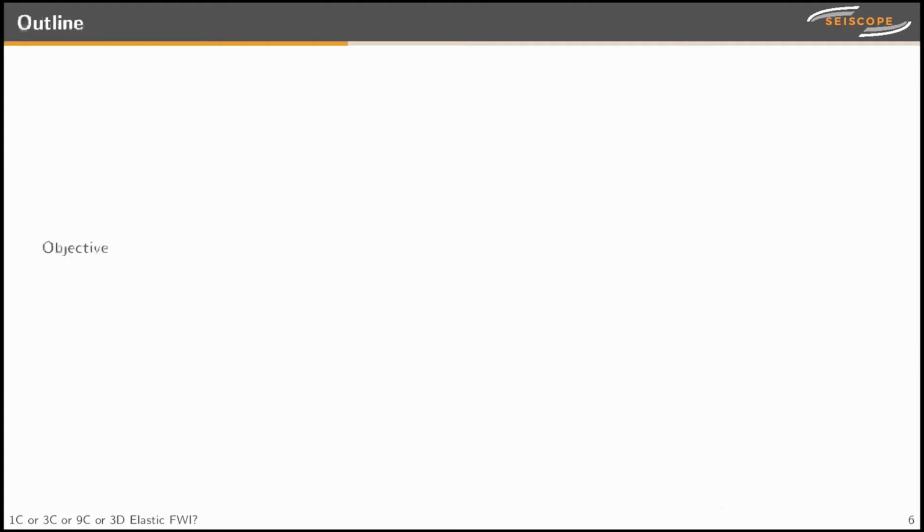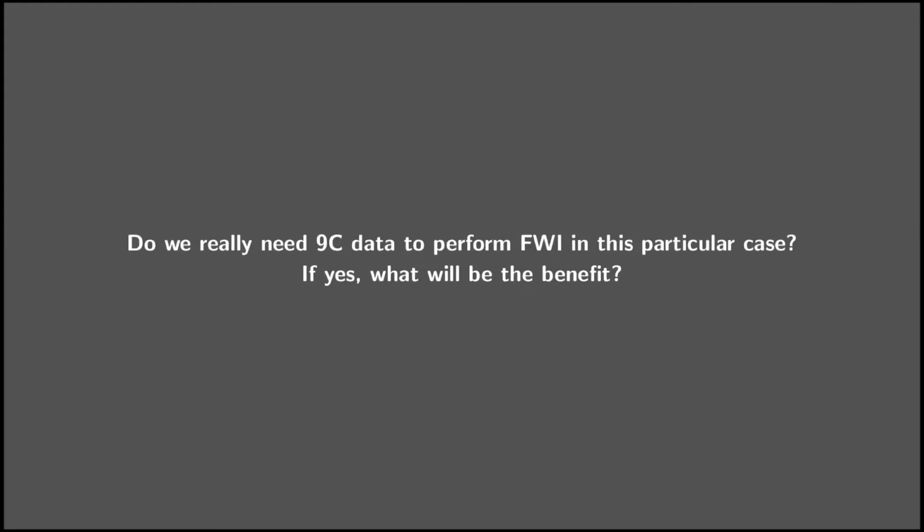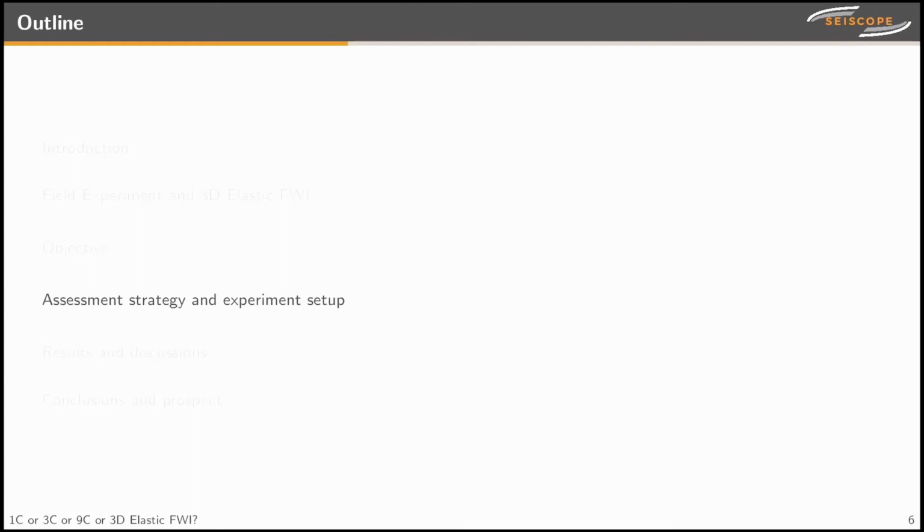Now it's nice that we can already perform the FWI using all the 9 components, and we can obtain a relatively nice result, but there is still a question of the necessity of this 9 component data. Do we really need this 9 component data to perform FWI, especially in this particular case? And if yes, what will be the benefit? So we would like to answer this question throughout this abstract.